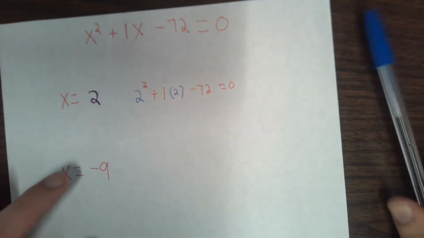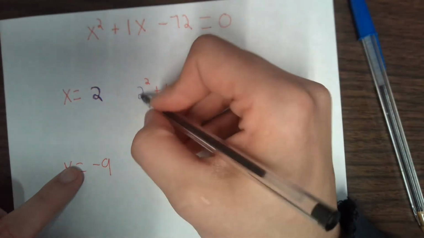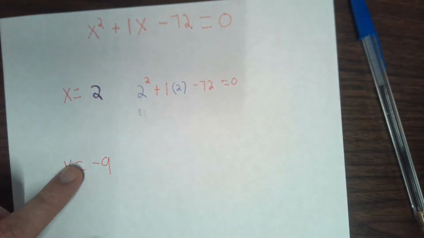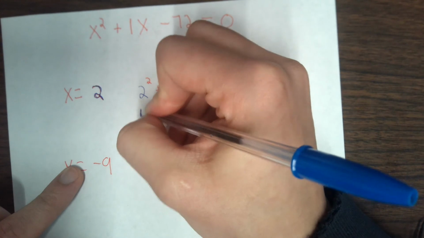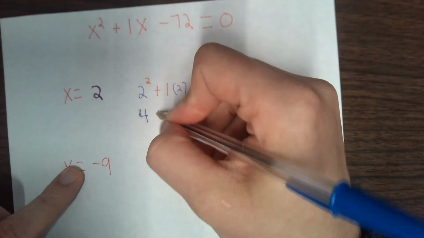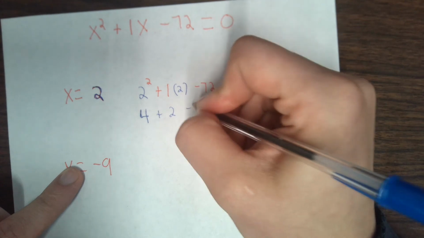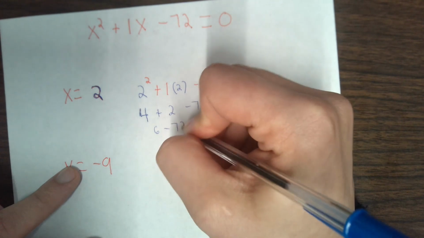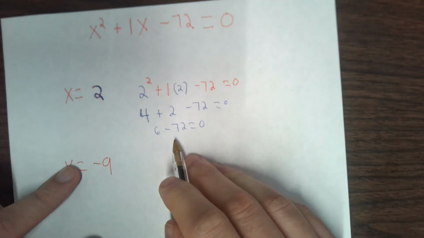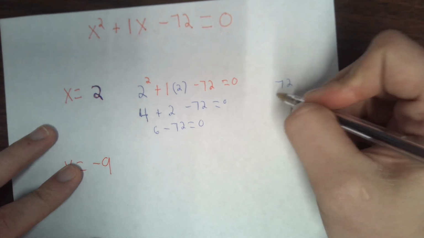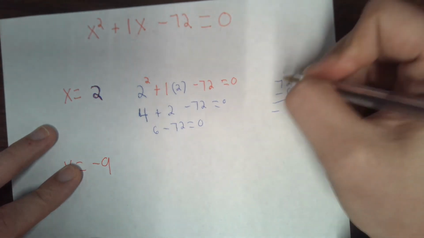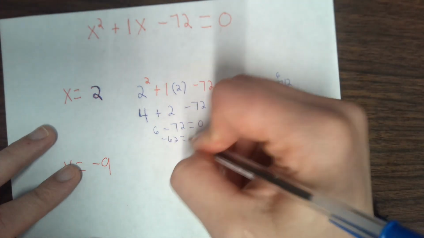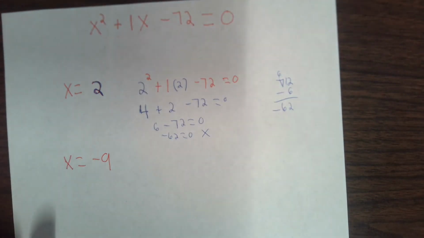Okay, now we've got to solve here. I'll do that in blue. So 2 squared is 4. Plus 1 times 2 is 2. Minus 72 equals 0. Okay, this is 6 minus 72 equals 0. Now remember, 6 minus 72 is the same thing as 72 minus 6, but my answer is negative. Got to borrow. And we got negative 62 equals 0. And that does not work.